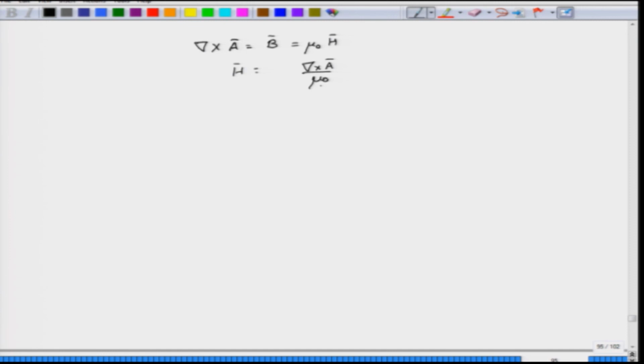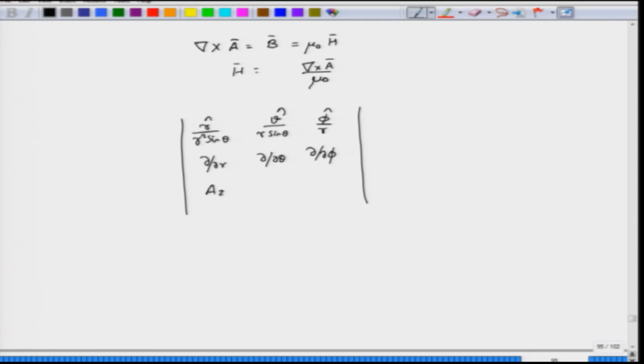Okay. Now, again I would suggest that you go to the curl expression in the spherical coordinate system, substitute for A and then put del cross A, and just to remind you what that is, this is r hat by r square sin theta, theta hat by r sin theta, and then you have phi hat by r. You will have del by del r, del by del theta, and del by del phi terms, and then you have Ar, A theta, and luckily in this case there is no phi component. So, this is actually r A theta, and this will give you del cross A.